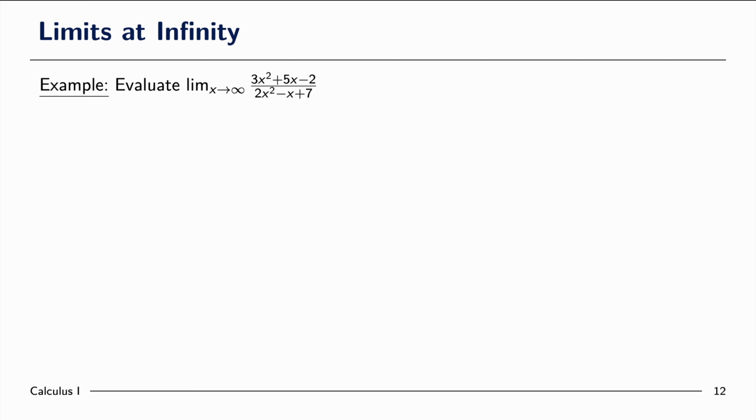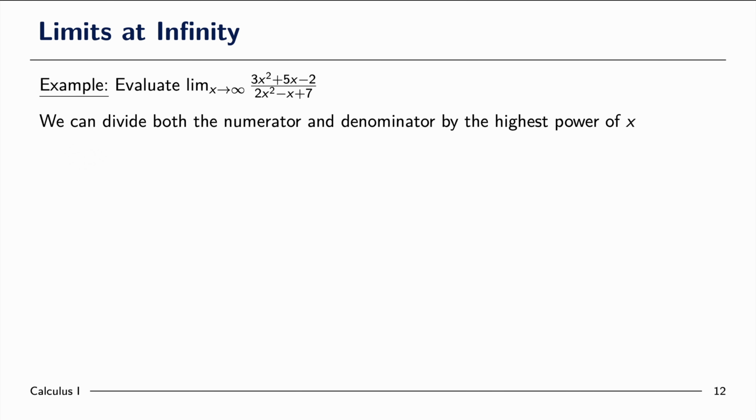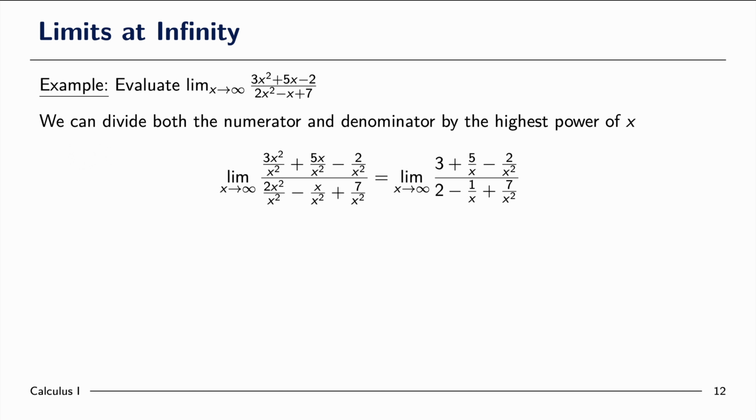To do this, we can divide the numerator and denominator by the highest power of x. So here, that's x squared. So if we divide the numerator and denominator by x squared, it looks like this. And we can cancel out all of the x's. So we get the limit of 3 plus 5 over x minus 2 over x squared divided by 2 minus 1 over x plus 7 over x squared, all as x approaches infinity.